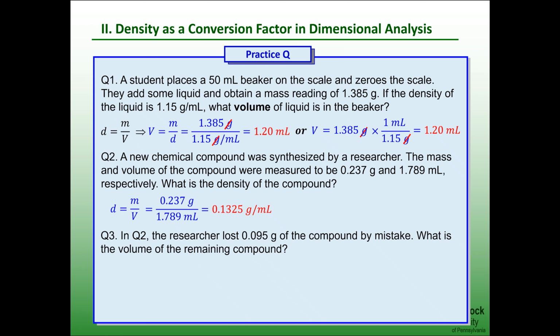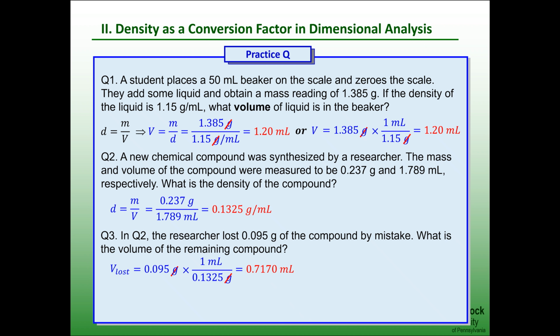In a final problem, the researcher accidentally loses 0.095 grams of the compound from question 2. We want the volume lost and then the remaining volume. Since density is 0.1325 grams per milliliter, we can use this to convert mass to volume. Then the volume lost is 0.7170 milliliters.